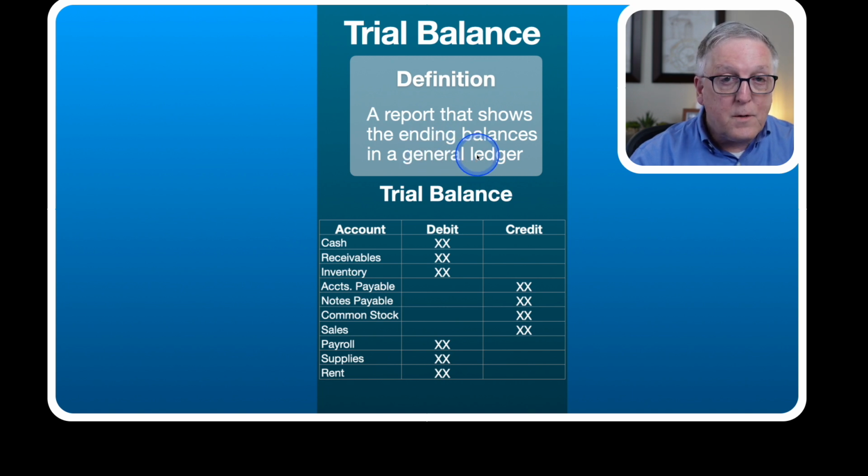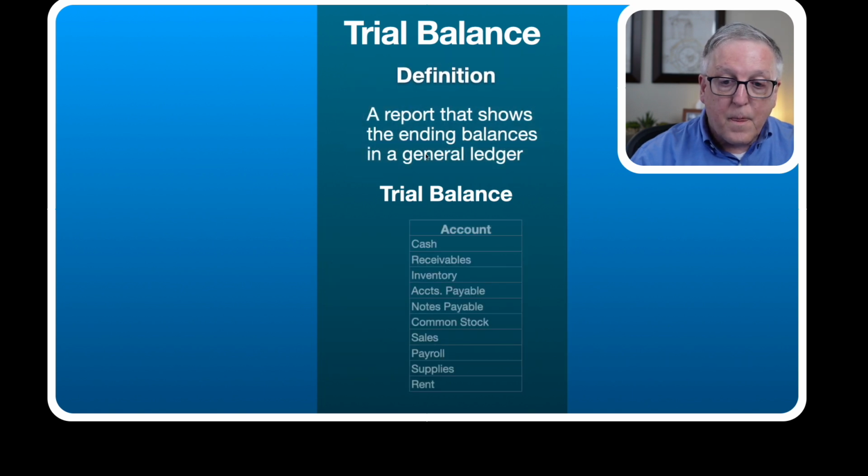The general ledger is the complete detail of every transaction that occurs in a business. So when we get to the end of a period, such as a year, then cash will have a certain balance. Each account will have a certain balance. That's the result of all those transactions in the general ledger.